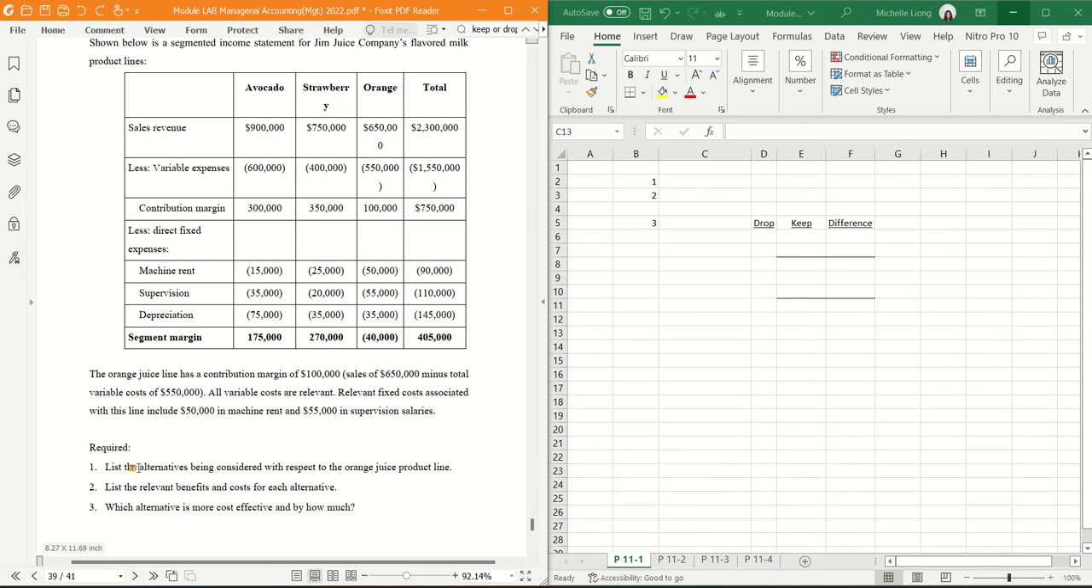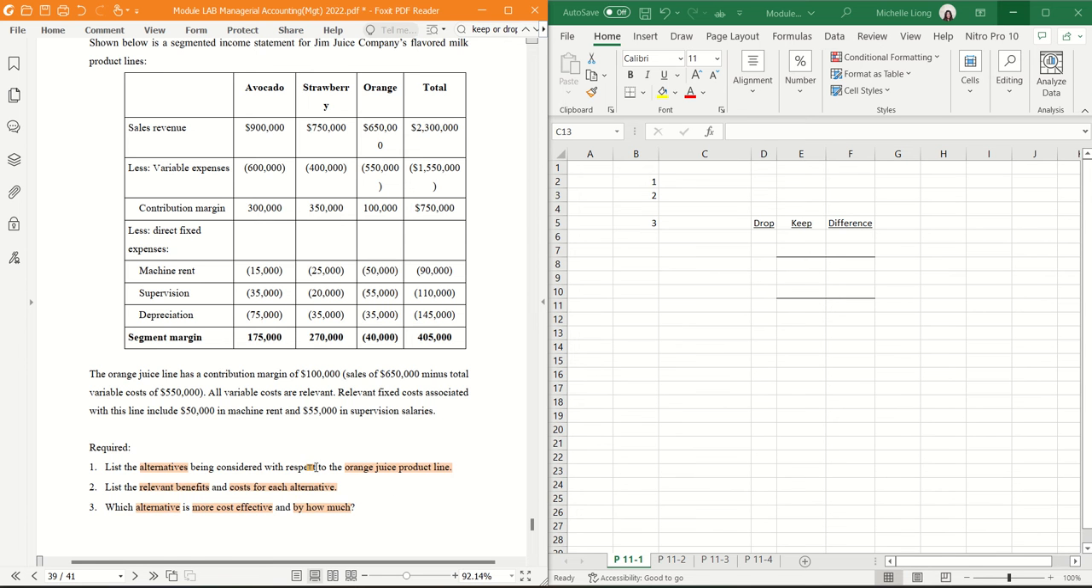Okay, so the requirement is first to list the alternatives being considered with respect to the orange juice product line. So what is the alternative for this orange juice product line? The second one is to list the relevant benefits and costs for each alternative. And the third one is which alternative is more cost effective, and by how much.